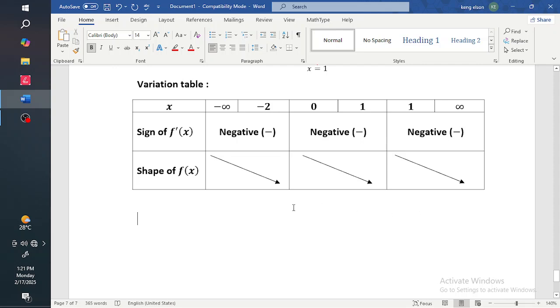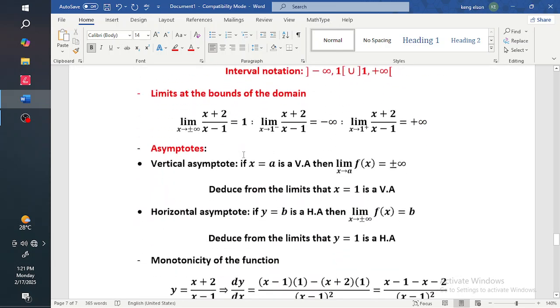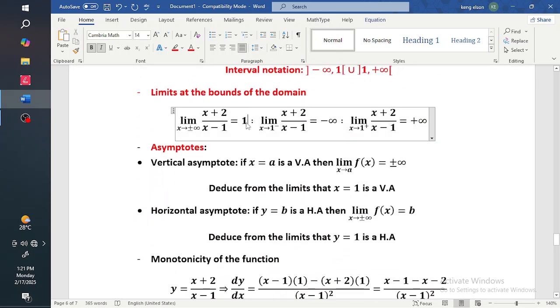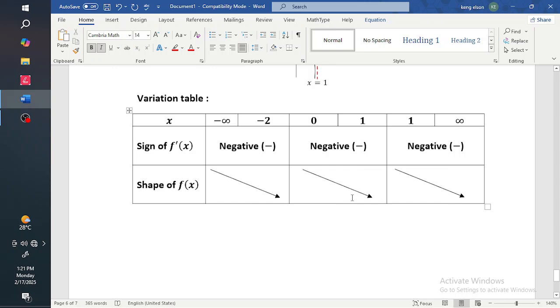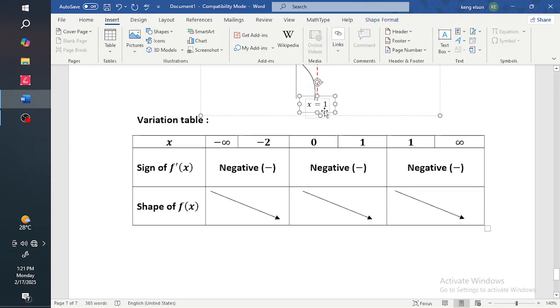All right, now the next thing is, you decrease from where to where? You decrease from the limit at minus infinity right down till the intercept, which is f of -2. Now what is the limit at minus infinity? The limit at minus infinity is 1, so you decrease from y equal to 1.